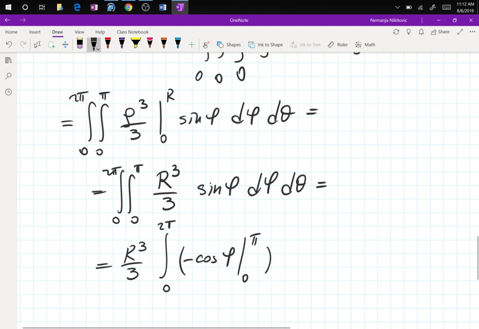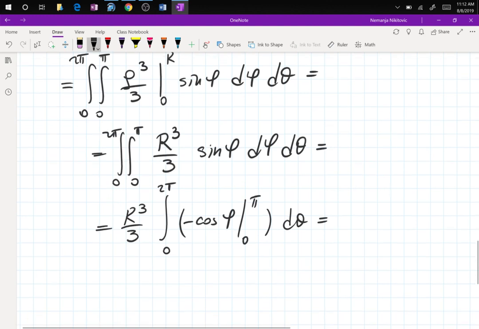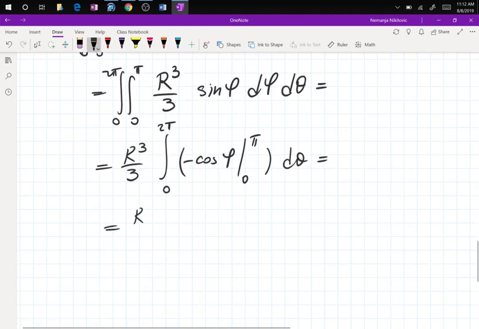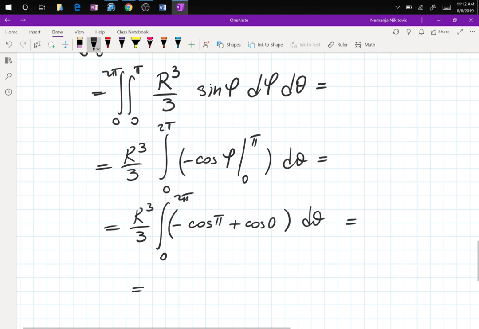And you still have d theta to worry about. We have R cubed over 3. And we have negative cosine pi plus cosine of 0, right? Minus and minus give you plus. D theta. Oh, there's still integral 0 to 2 pi. Oops. This is R cubed over 3 integral 0 to 2 pi of 2 d theta. Because cosine of pi is negative 1, and the negative makes it a positive 1. Cosine of 0 is 1. 1 plus 1 is 2.